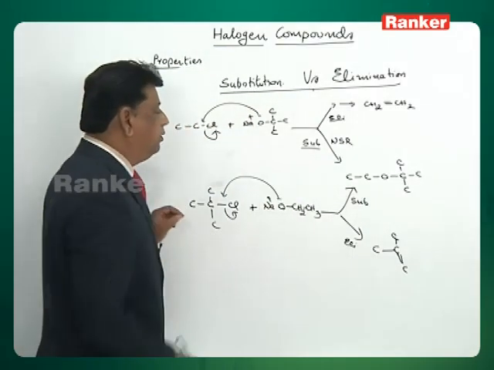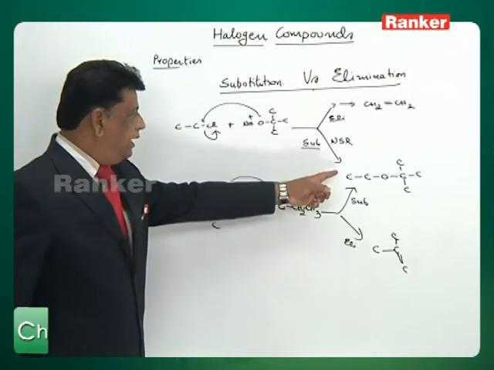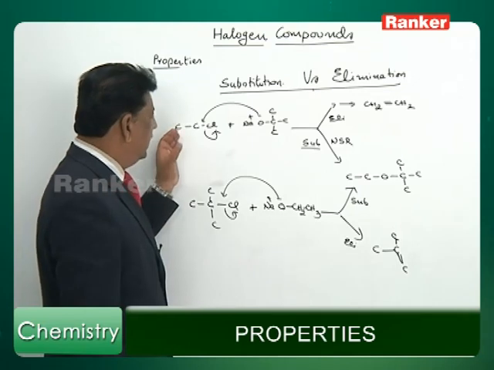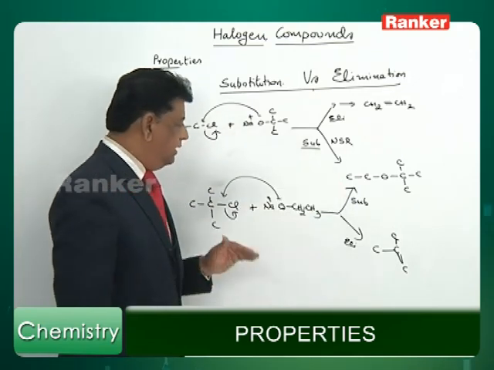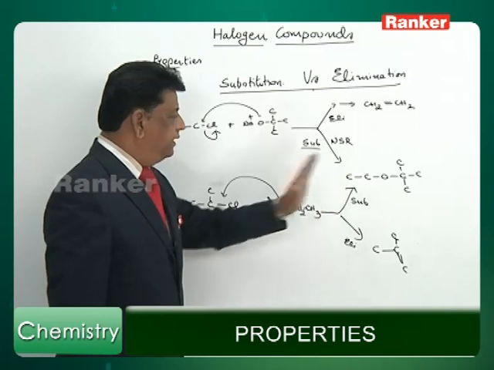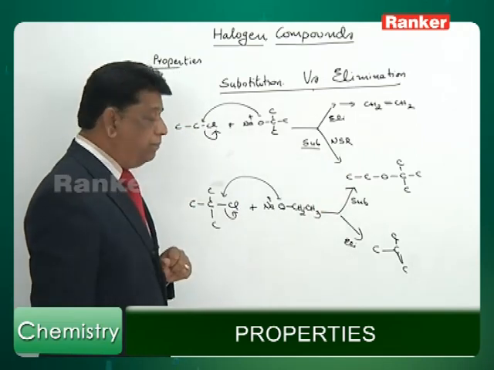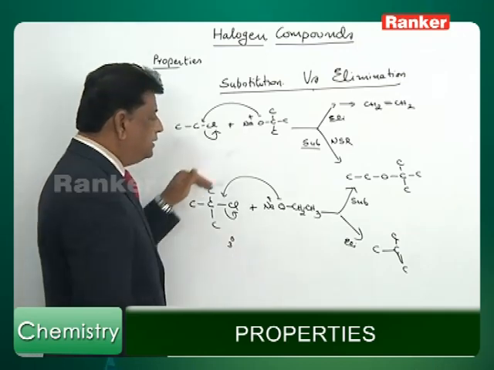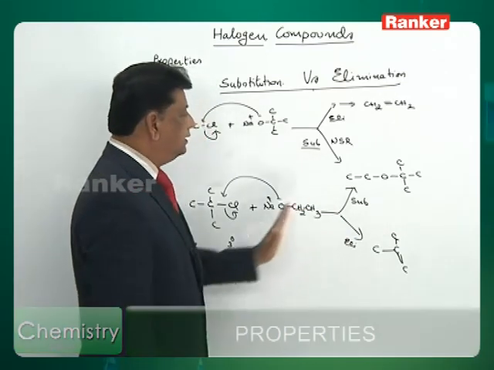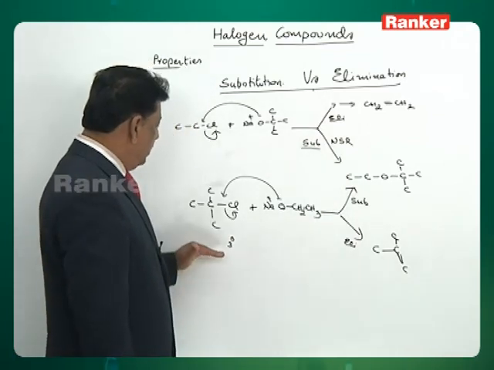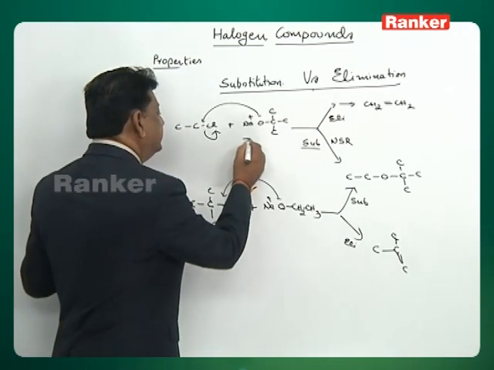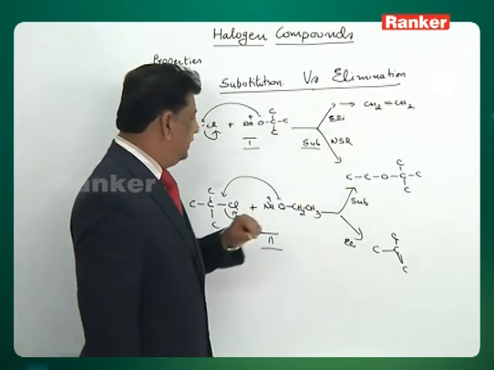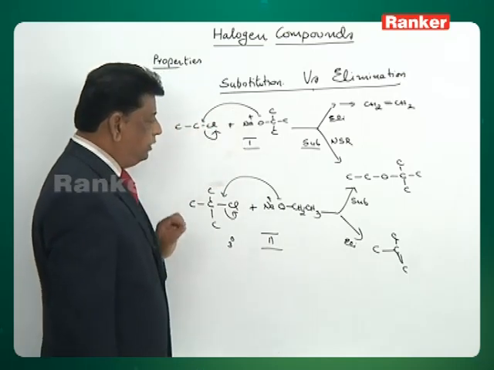Now I want to prepare this ether. Both routes are nothing but applications of the Williamson synthesis: alkyl halides with alkoxides giving the ether. Now it depends on the type of alkyl halide. This is a 3-degree one, and a 3-degree halide always prefers an elimination reaction rather than substitution. So this is the first scheme, and let us say this is the second scheme. Now the question is, to prepare this ether, is scheme 1 better or scheme 2?